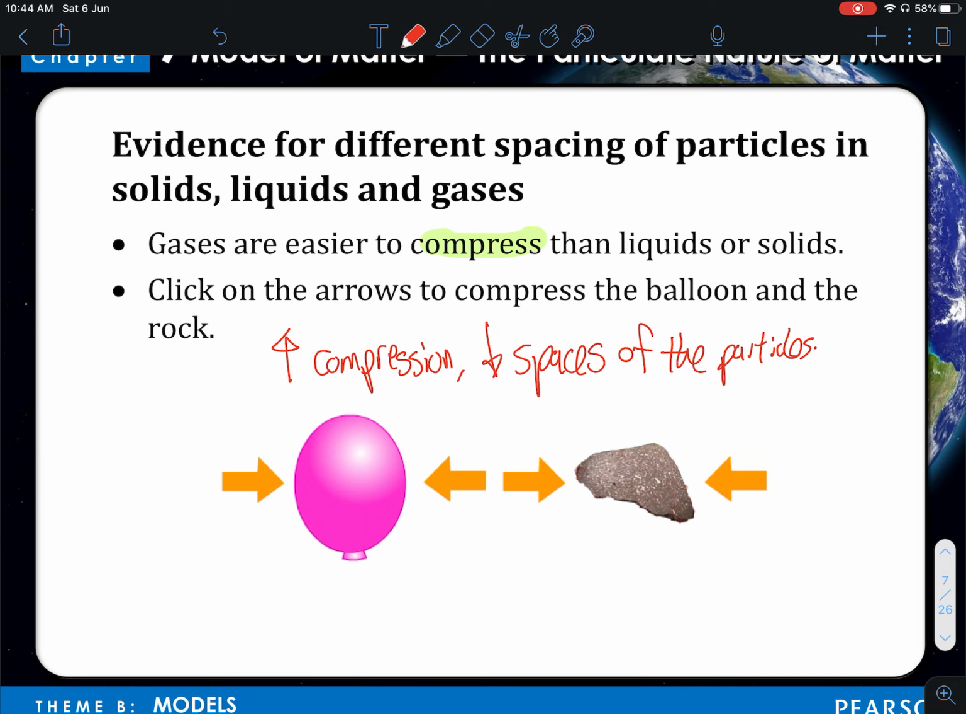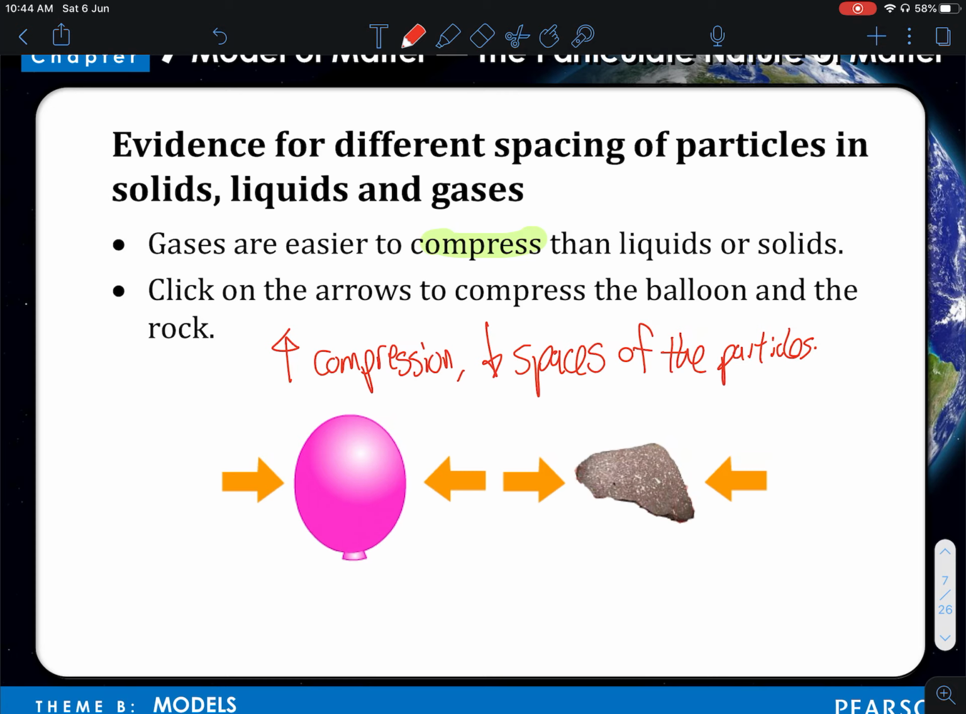Now, some of you may ask, I take a rock, I try to squeeze, I cannot squeeze it, it's not being compressed. That's because in a solid, the particles are already so packed that there is very little space available for other particles to move through. That's why solid cannot be compressed.